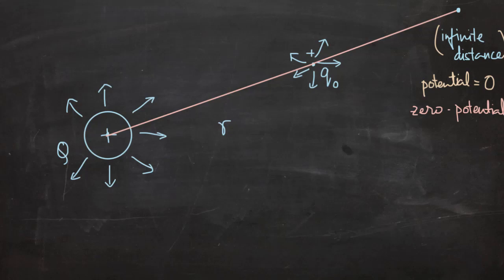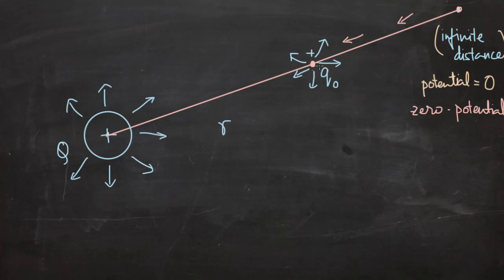So my test charge Q naught has moved from infinite distance towards the charge capital Q fixed in space and has now occupied some distance r. Since both of them were positive, as I move from infinite distance to this distance r, the force of repulsion between these two positive charges is going to increase.